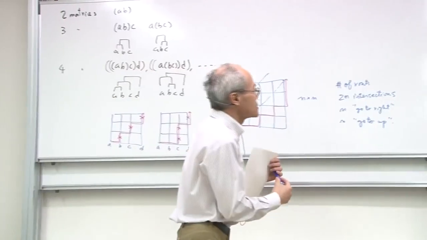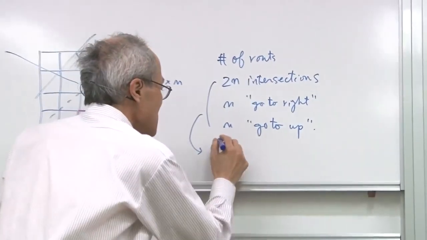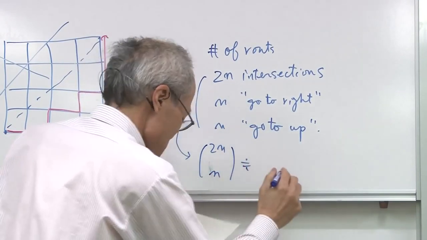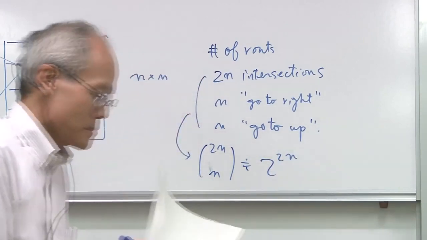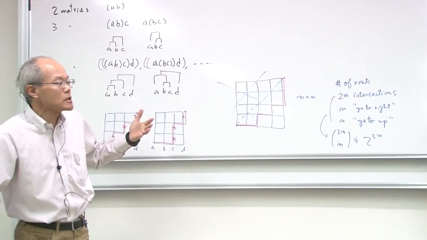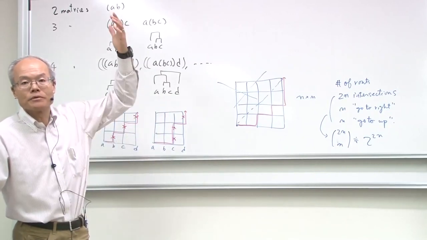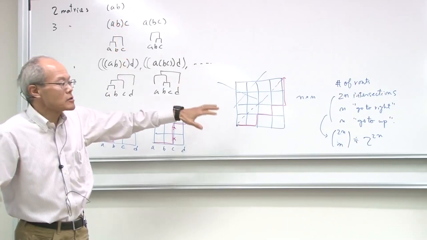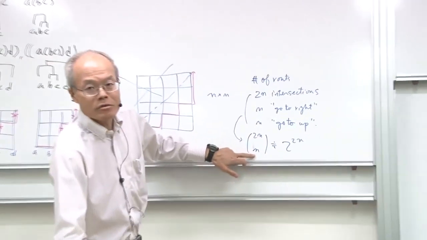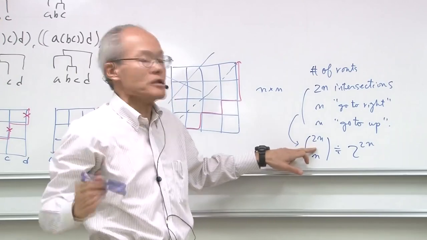Well, that means the total possibility is, of course, okay? The total possibility is just, you have to go through 2n intersections, and at each intersection, you have two choices. To go to the right or go up. That means just 2n choose n. Among 2n intersections, at n intersections you go right. Then, of course, at the remaining intersections, you have to go up. Okay? So this is all possibility.